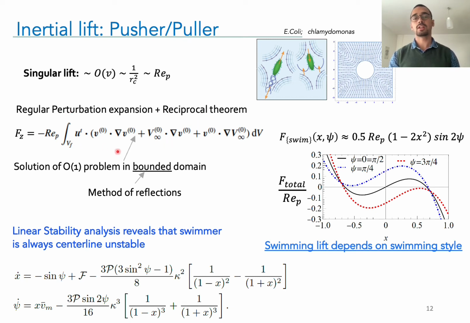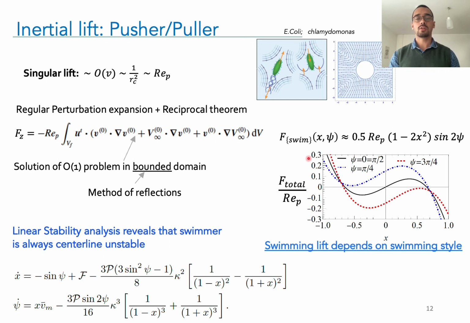And we can no longer neglect the wall effects, because the error of neglecting them goes logarithmically. So it diverges with distance. So we take wall effects into account using the method of reflections here. And once we do that, we find the swimming velocity, so the swimming lift, which is given by this quadratic expression. And the total swimming lift now varies as this. Now this is fundamentally different than what we obtained for a neutral swimmer. So what we conclude here is that swimming lift depends on the style with which the swimmer swims.